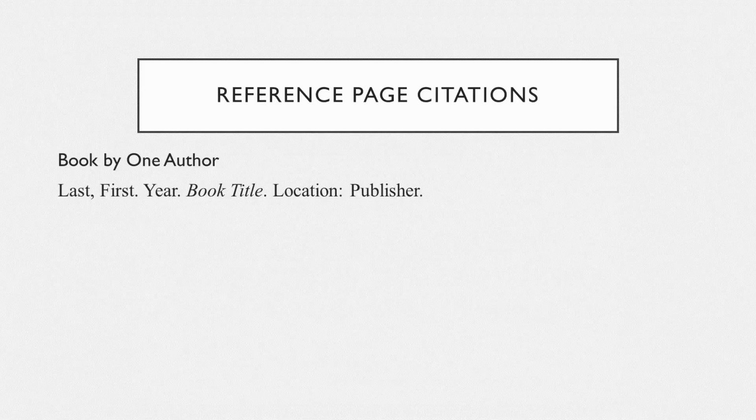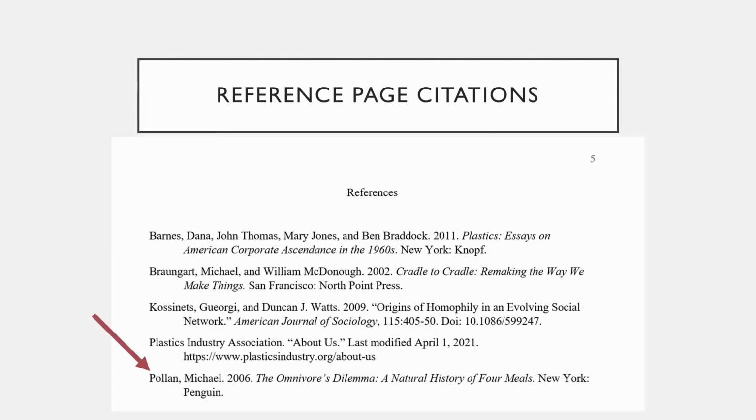For a book with one author, list the author's last name, a comma, their first name, and a period. Next, include the year of publication followed by another period. The book's title should be typed in italics followed by a period. And finally, include the location of the publisher followed by a colon and then the publisher's name. Let's look at an example. Notice that the title of the book is italicized and each element of the citation is followed by a period.